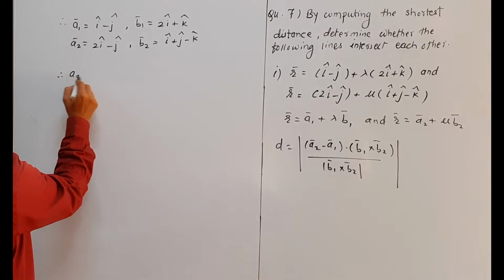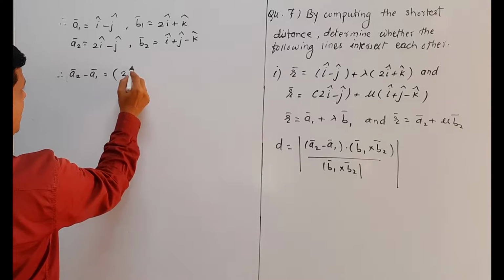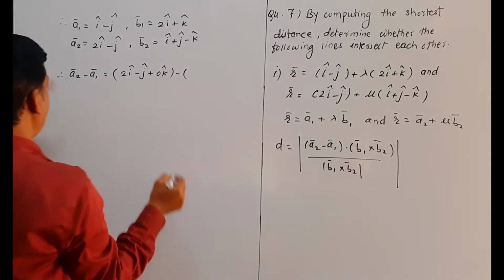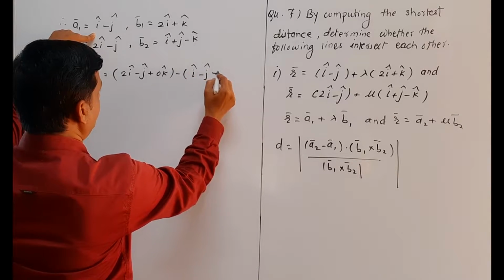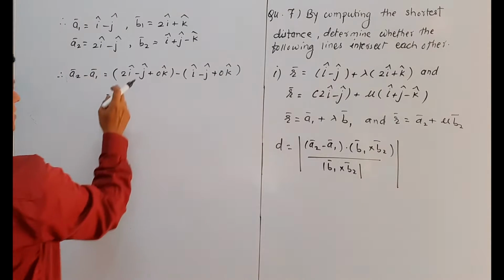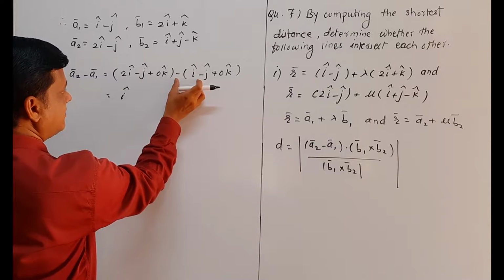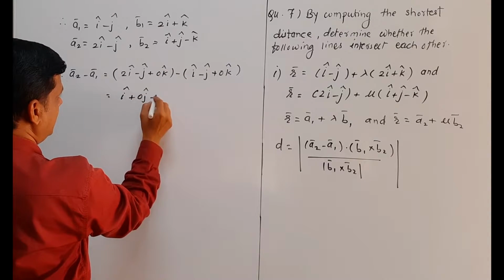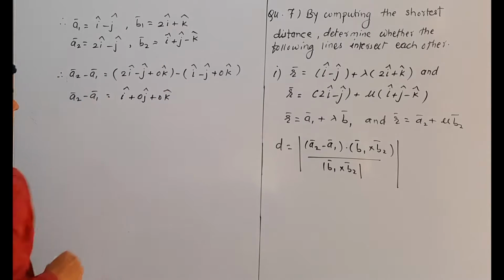Now first we find vector a2 minus vector a1. So vector a2 minus vector a1 is equal to 2i minus j plus 0k minus I minus j plus 0k. So we get a2 minus a1 as 2i minus I, that is simply I, minus j, this minus minus plus j, so we get 0j plus 0k. This is the value of a2 bar minus a1 bar.